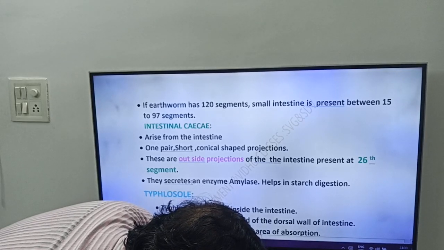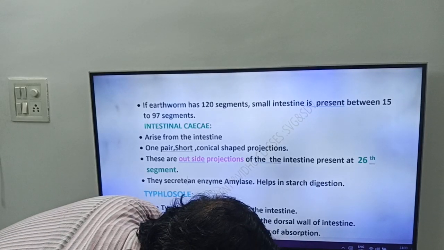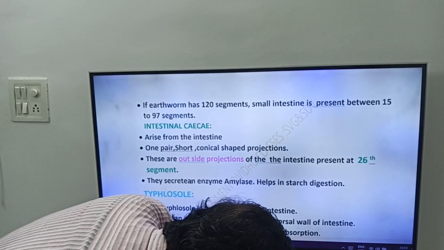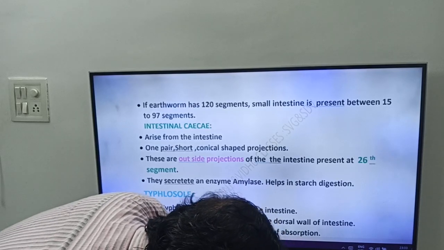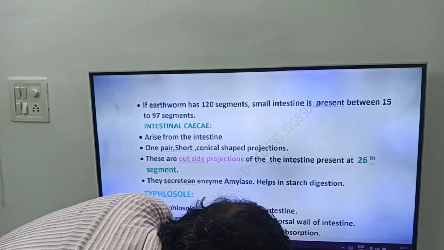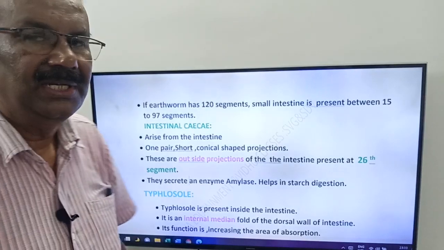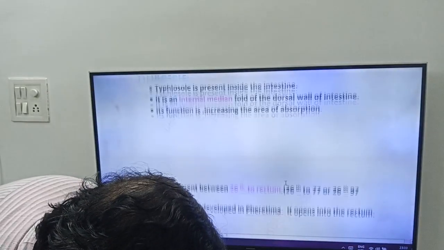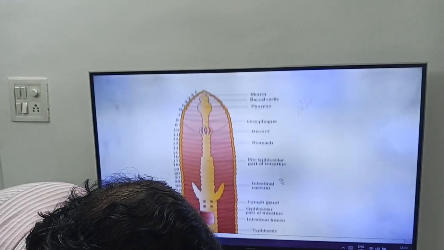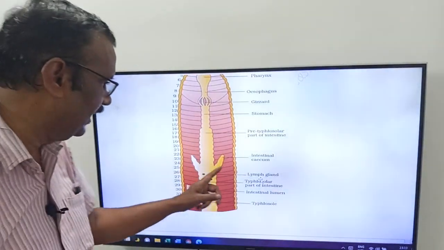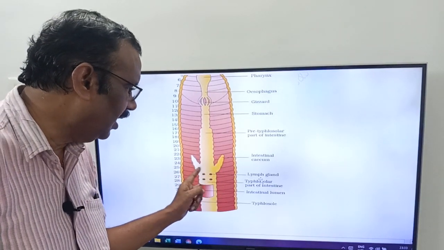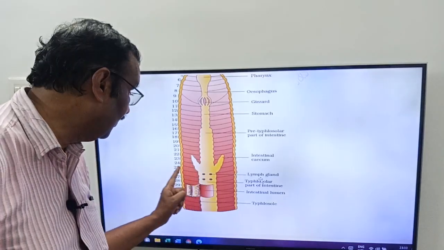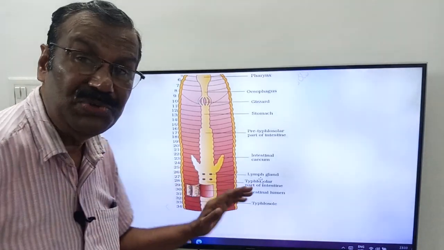These intestinal caeca secrete an enzyme. What is that, friends? That is amylase, which helps in starch digestion. Okay. Now see, friends, here is an image. See, friends, these are intestinal caeca. See, these are small, short, conical shaped projections. See, friends, where are they? They are present in the 26th segment. They are present outside the intestine, friends.